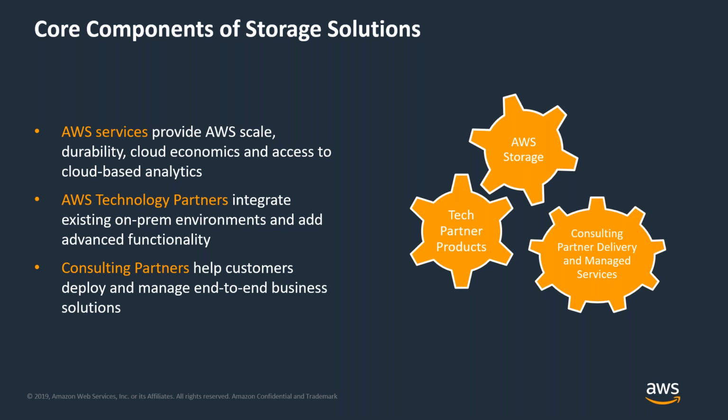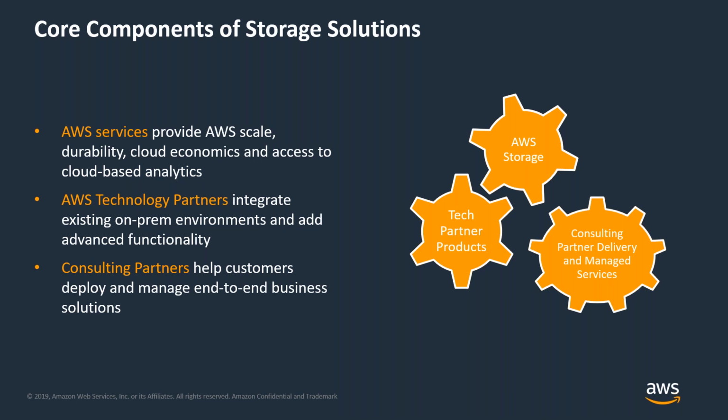So what are some of the core components when we think of storage solutions on AWS? We think of mainly 3 core components. The first are AWS services. AWS has many storage services, but also many other services as part of the AWS service offerings. AWS currently has over 165 different unique services, and these services together provide customers with agility, scalability, durability, and cloud-like economics to help with any of their business needs.